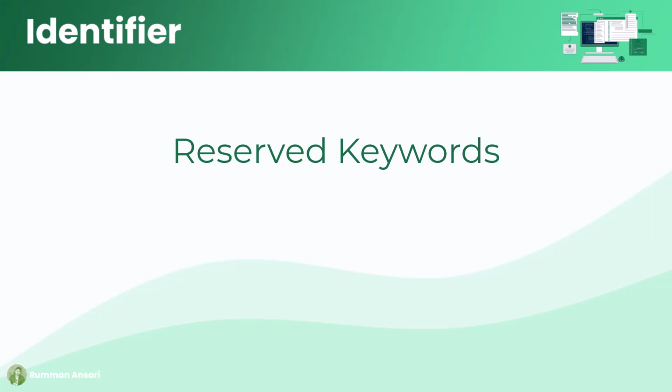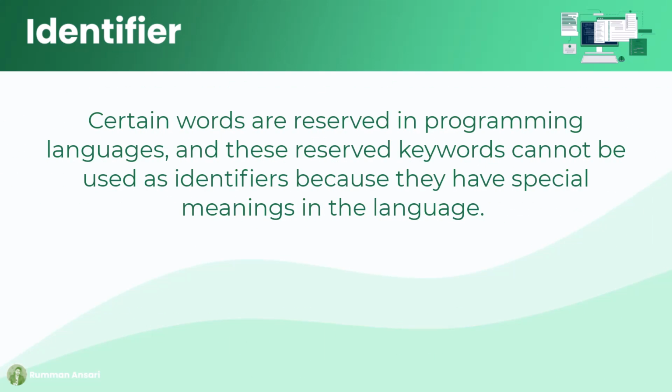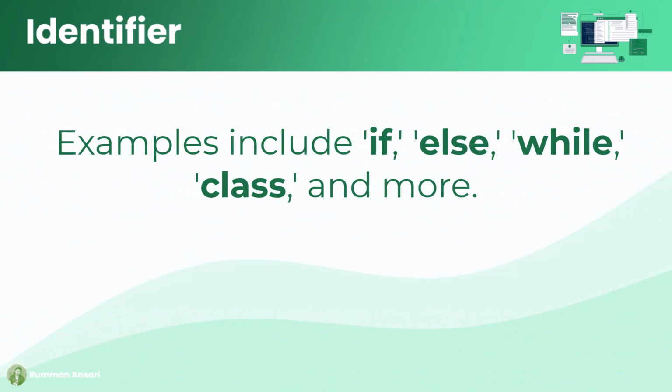You have to remember a few points: you cannot use every word in the programming language, because certain words are reserved and these reserved keywords cannot be used as an identifier because they have special meaning in the language. For example, you cannot use if as an identifier, else as an identifier, while as an identifier, class as an identifier. So these keywords are reserved. They have special meanings in the programming language.